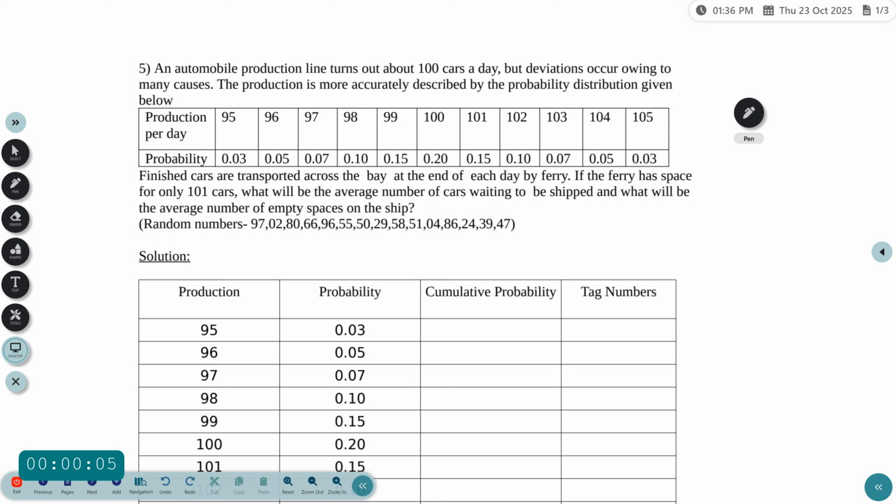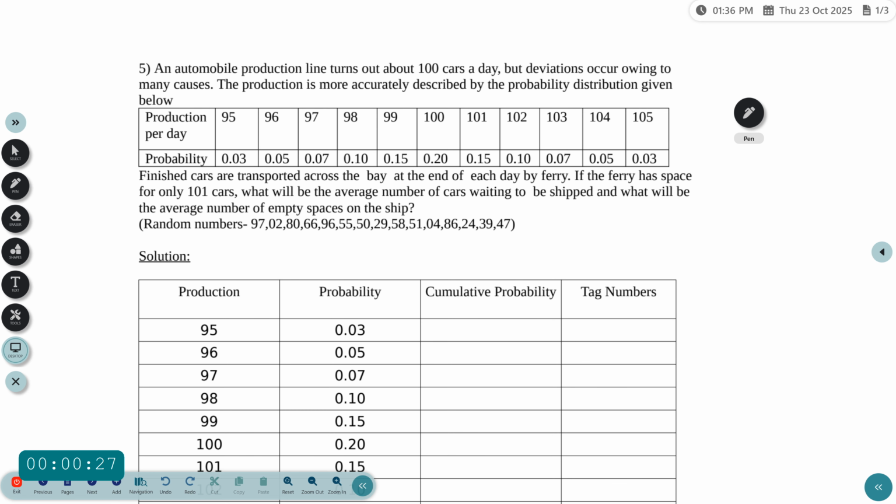Hi everyone, this problem belongs to Module 3 simulation. The given problem is: an automobile production line turns out about 100 cars a day, but deviations occur owing to many causes. The production is more accurately described by the probability distribution given below.